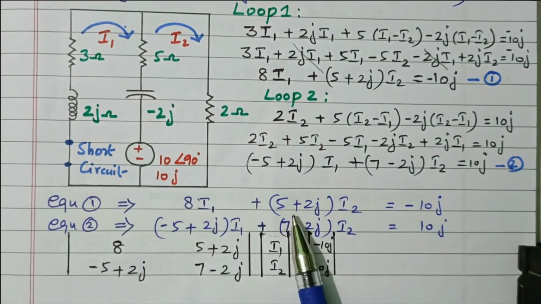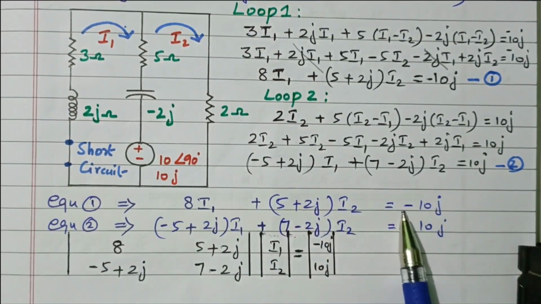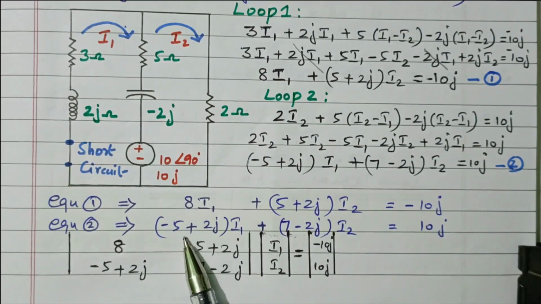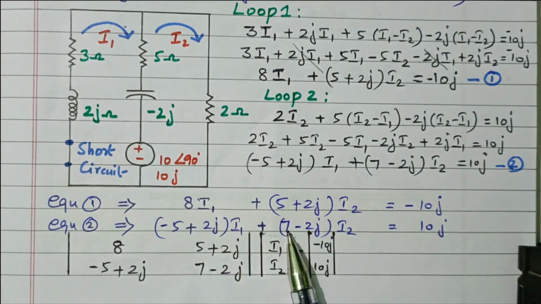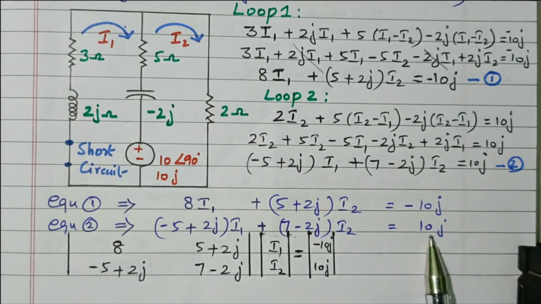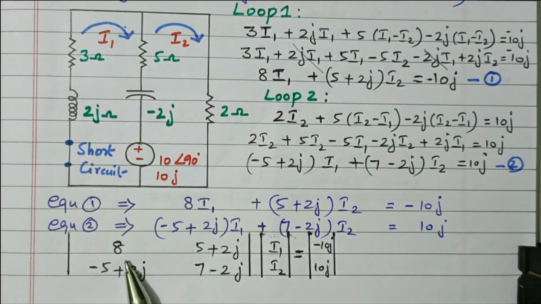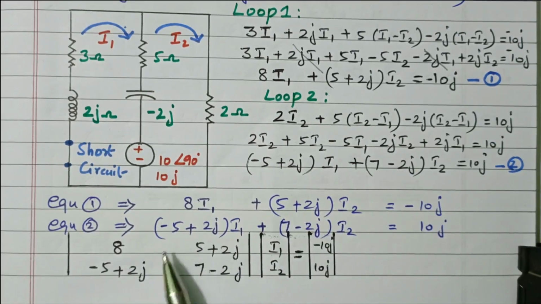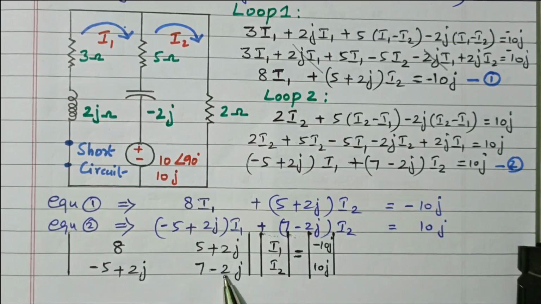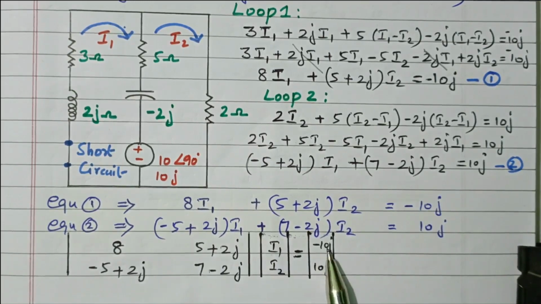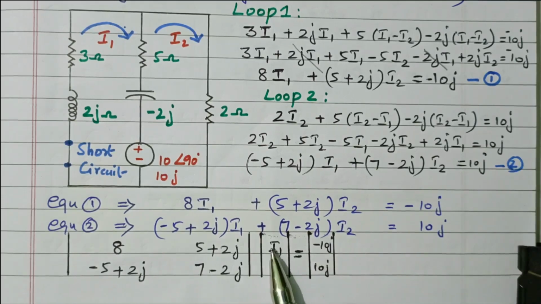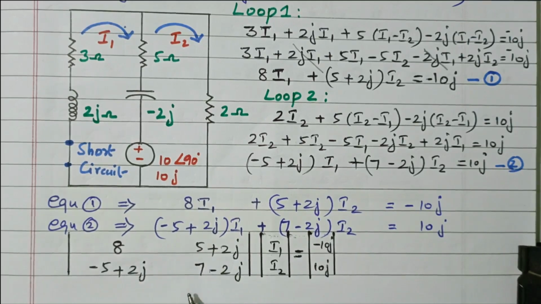8I1 plus (5 plus 2j)I2 equal to minus 10j. (Minus 5 plus 2j)I1 plus (7 minus 2j)I2 equal to 10j. So it is written in matrix form: 8, 5 plus 2j, minus 5 plus 2j, 7 minus 2j, times I1, I2, equal to minus 10j and plus 10j. This is V equal to I into R: the voltage matrix, current matrix and resistance matrix. Now we will go for further simplification.